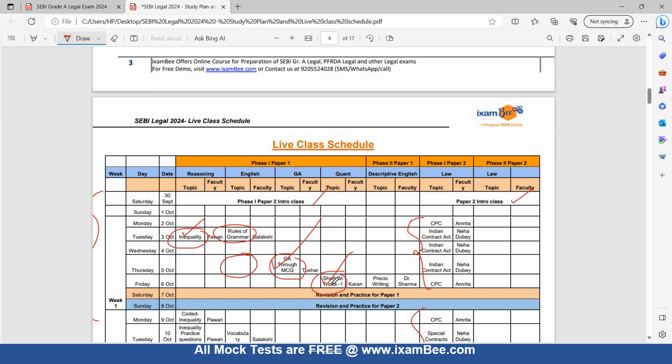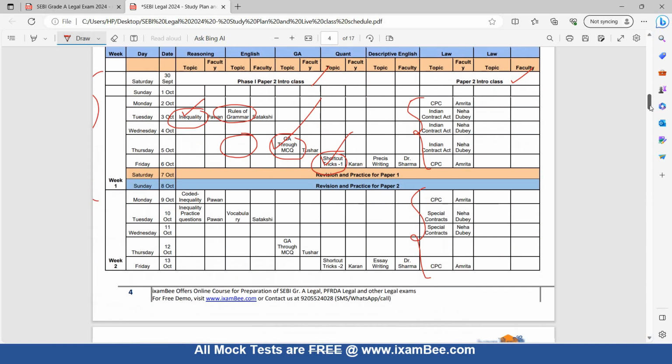Now here, a working professional will not have time to study QRE on the weekdays. So they will have to spend the entire Saturday on quant, reasoning and English, while a non-working professional will be revising on Saturday and Sunday. In this way, you can use this class schedule. And also, if you want to join our course, you can check out this class schedule and see what all classes are scheduled and how we are planning to cover the syllabus.